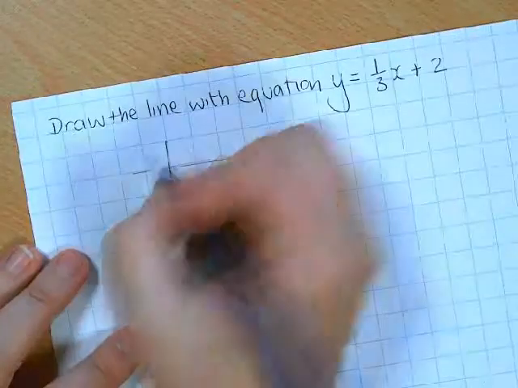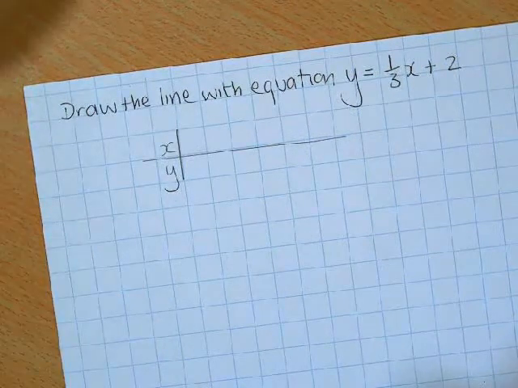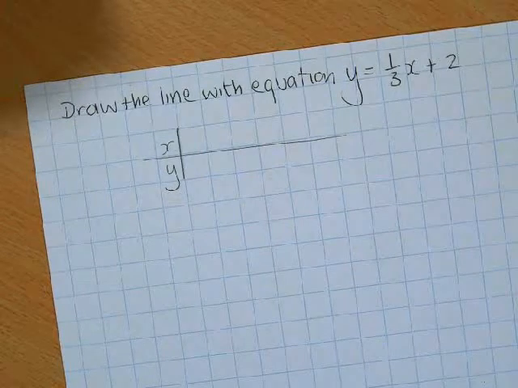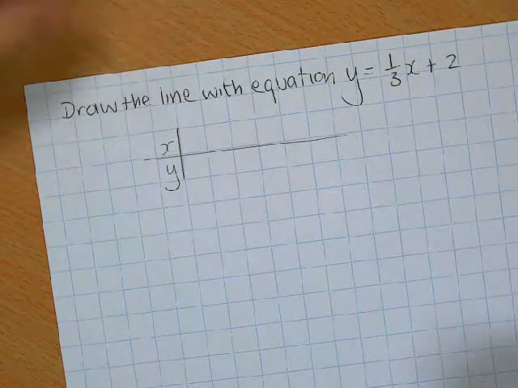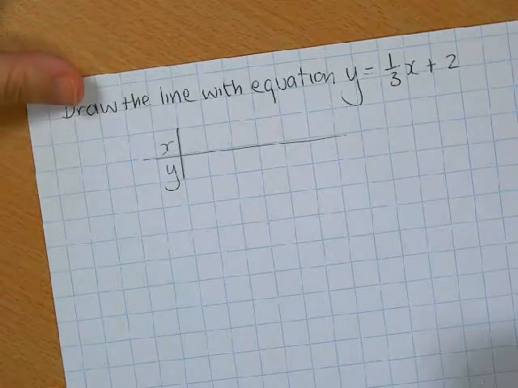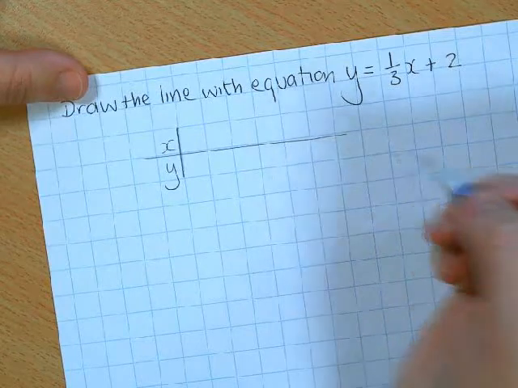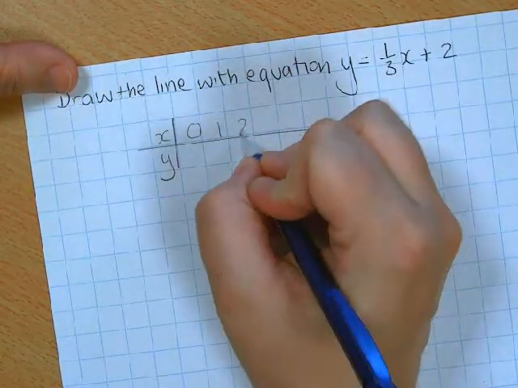It doesn't matter which numbers you pick for x, you can pick any numbers you like. However, bear in mind you're going to have to plot those numbers. So if you pick 30, you're going to have to make your x-axis go up to 30, which isn't always a good idea. So the easiest numbers to pick are usually just small, simple numbers. I'm going to pick numbers that are, say, 0, 1, and 2.